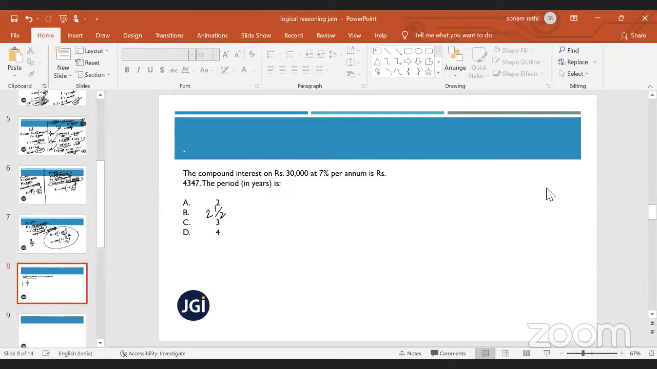This is the question. Please start solving. Compound interest on rupees 30,000. So 30,000 is your principal, correct? This is the rate. And this is the interest. This is CI. Okay. Start solving. You have to think first. Write the formula and see what all you can fit in the formula.